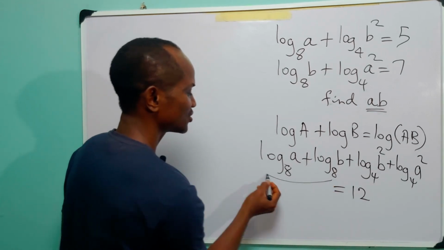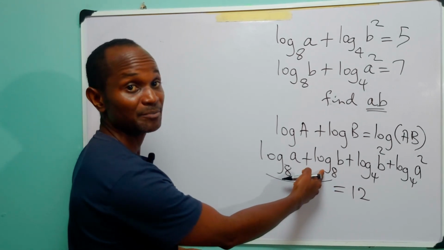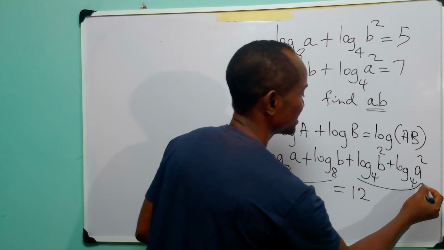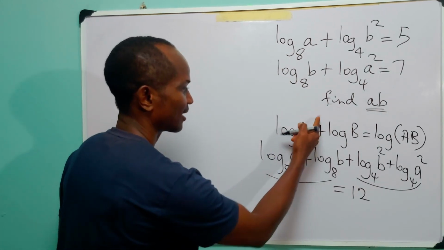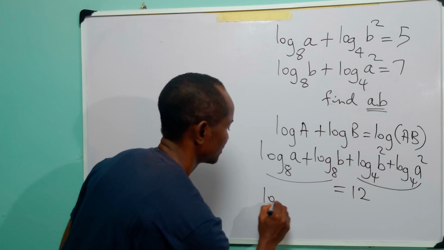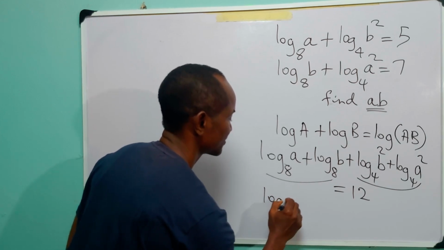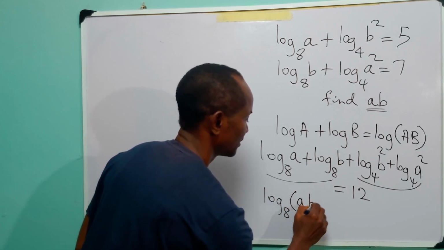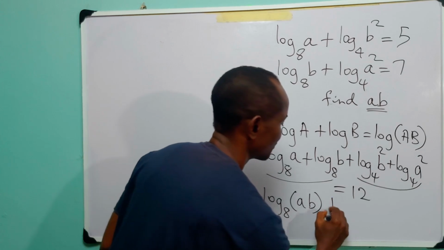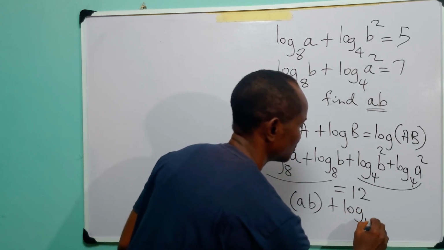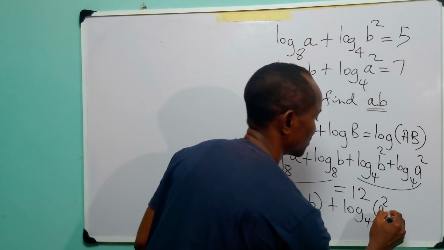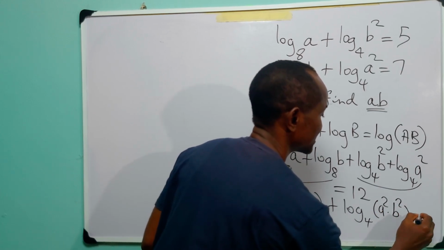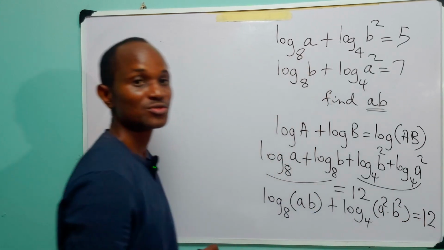We can combine these two quantities since they are in the same base, and we can combine these two quantities since they are in the same base to get, according to this law, that log to base 8 of A multiplied by B plus log to base 4 of A squared multiplied by B squared is equal to 12.